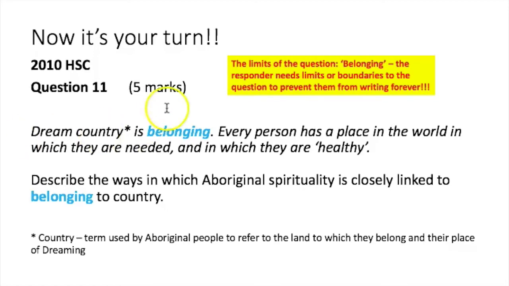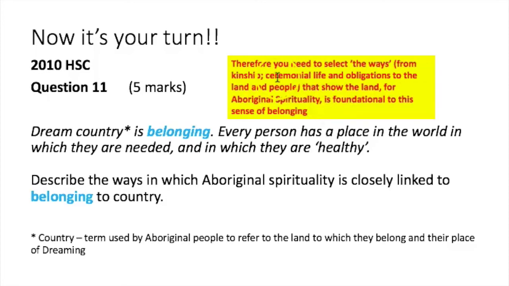This word belonging, this is basically the limits to the question. Otherwise, you could write a whole heap of stuff about the dreaming, but you're specifically asked about which aspects of the dreaming, which aspects of kinship, ceremonial life, obligations to land and people, specifically relate to belonging to country. So from kinship, ceremonial life, and obligations to land and people, you've got to find aspects of these three areas of study that are foundational to this sense of belonging to land or to country.